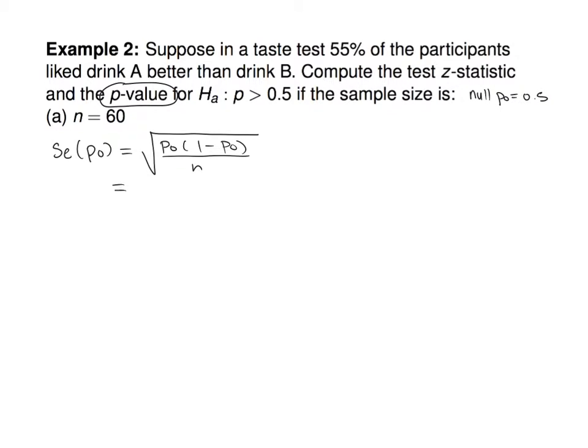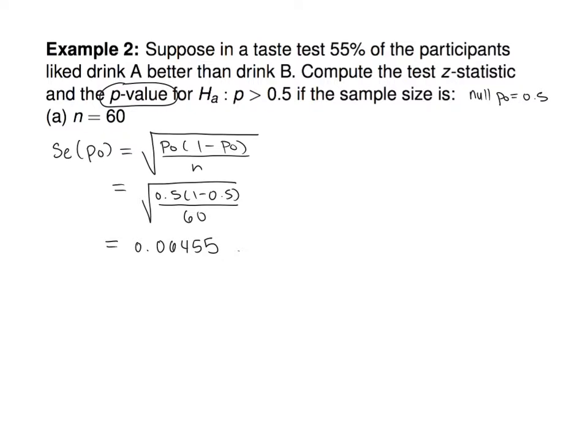Okay, so we have root 0.5 times 1 minus 0.5 over n, which is 60. How about you calculate that and tell me what it comes out to be? 0.0645. Yep. I got 0.064. It would be 0.0645 if you rounded correctly, but it's okay. Does that make sense though?